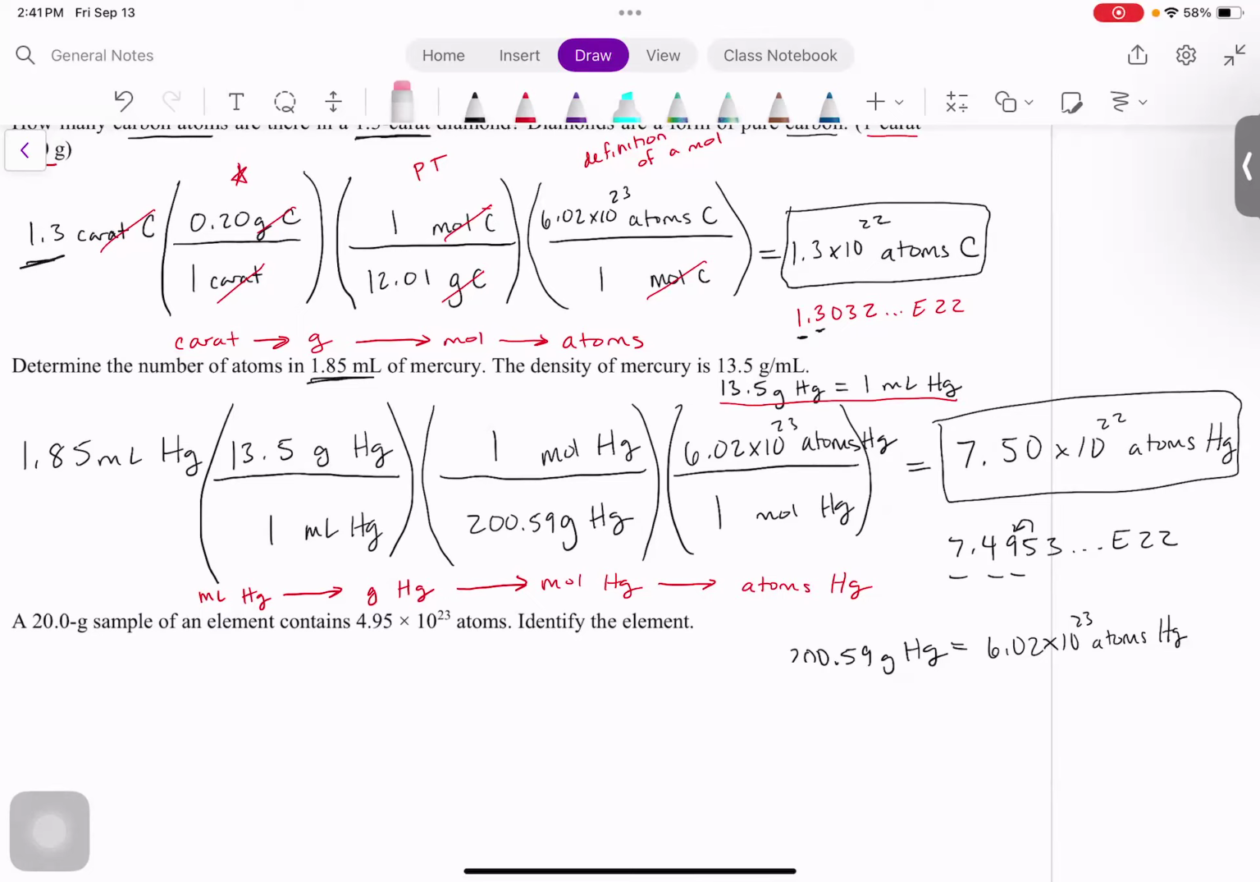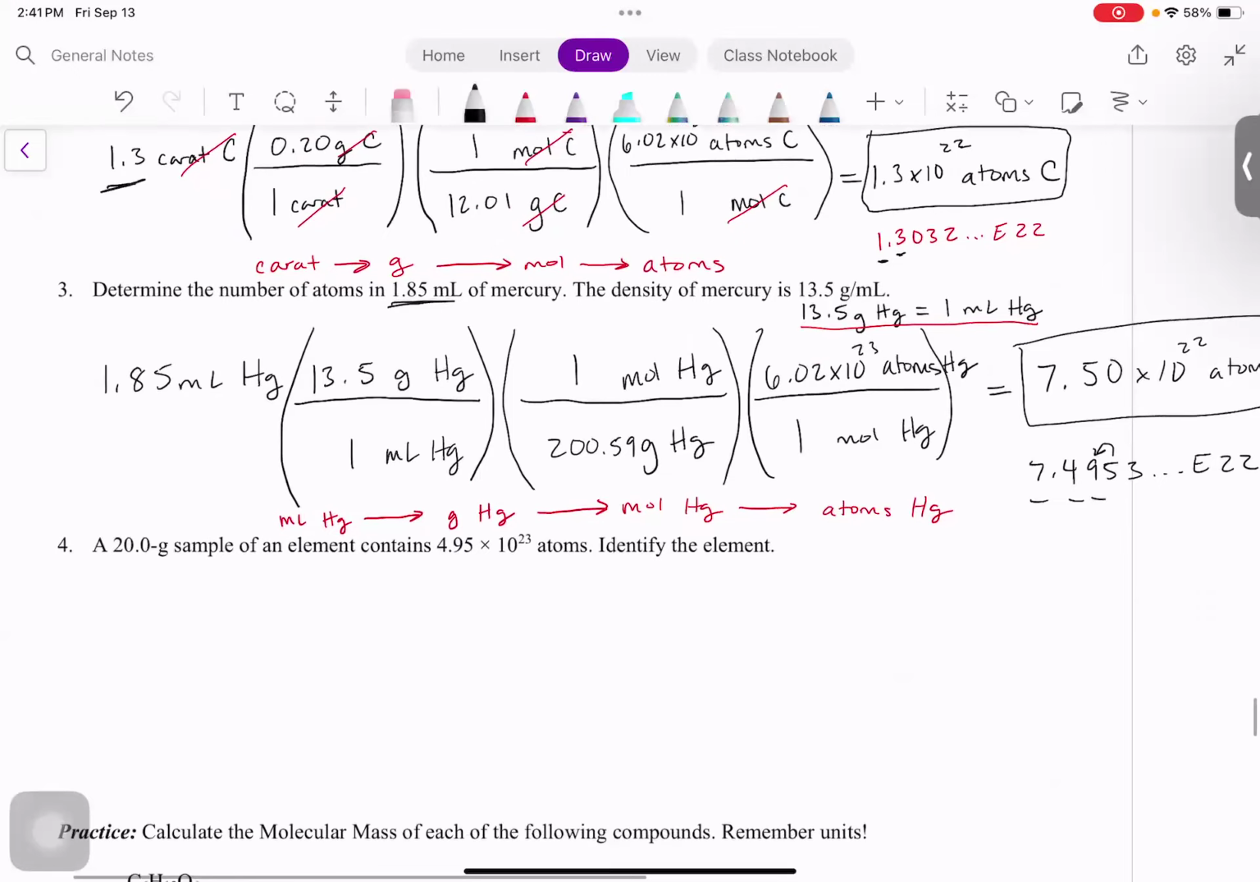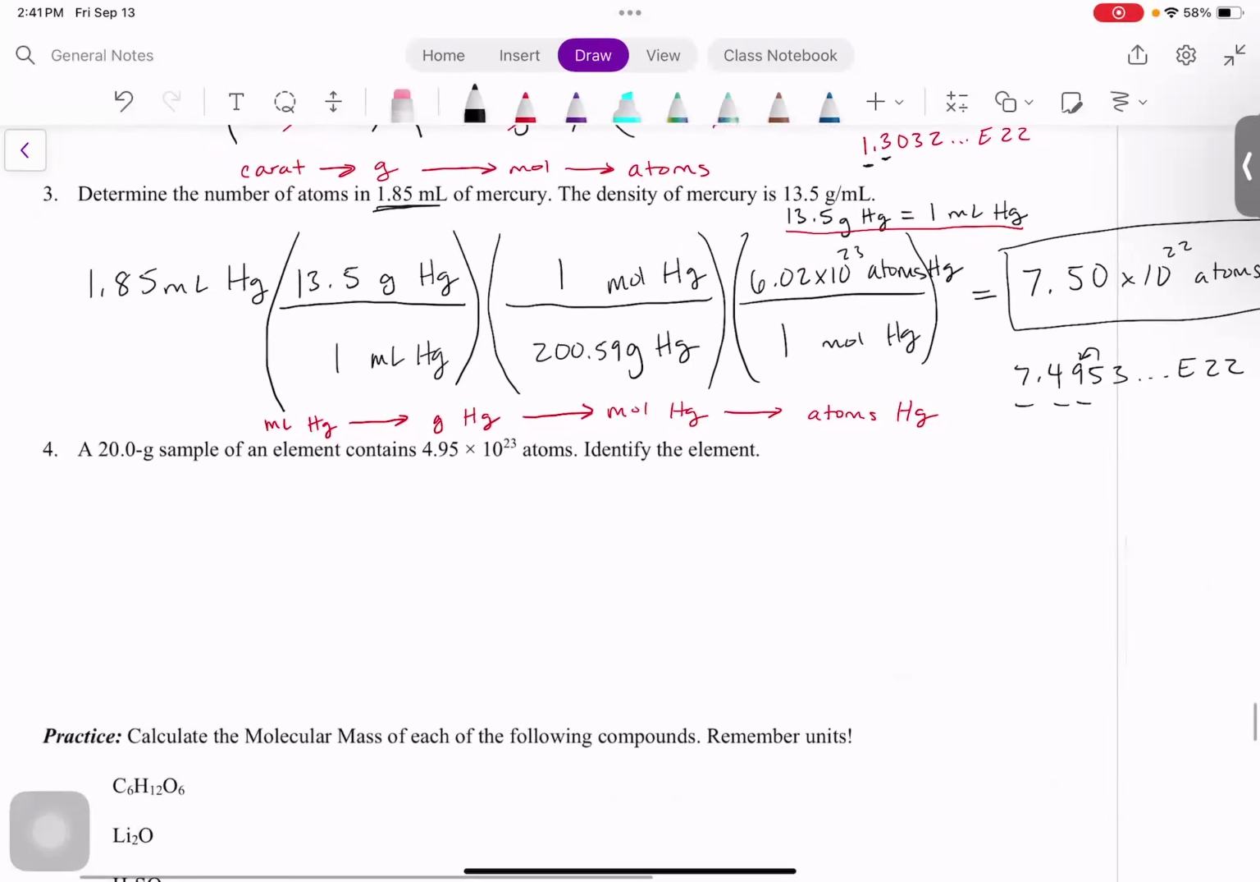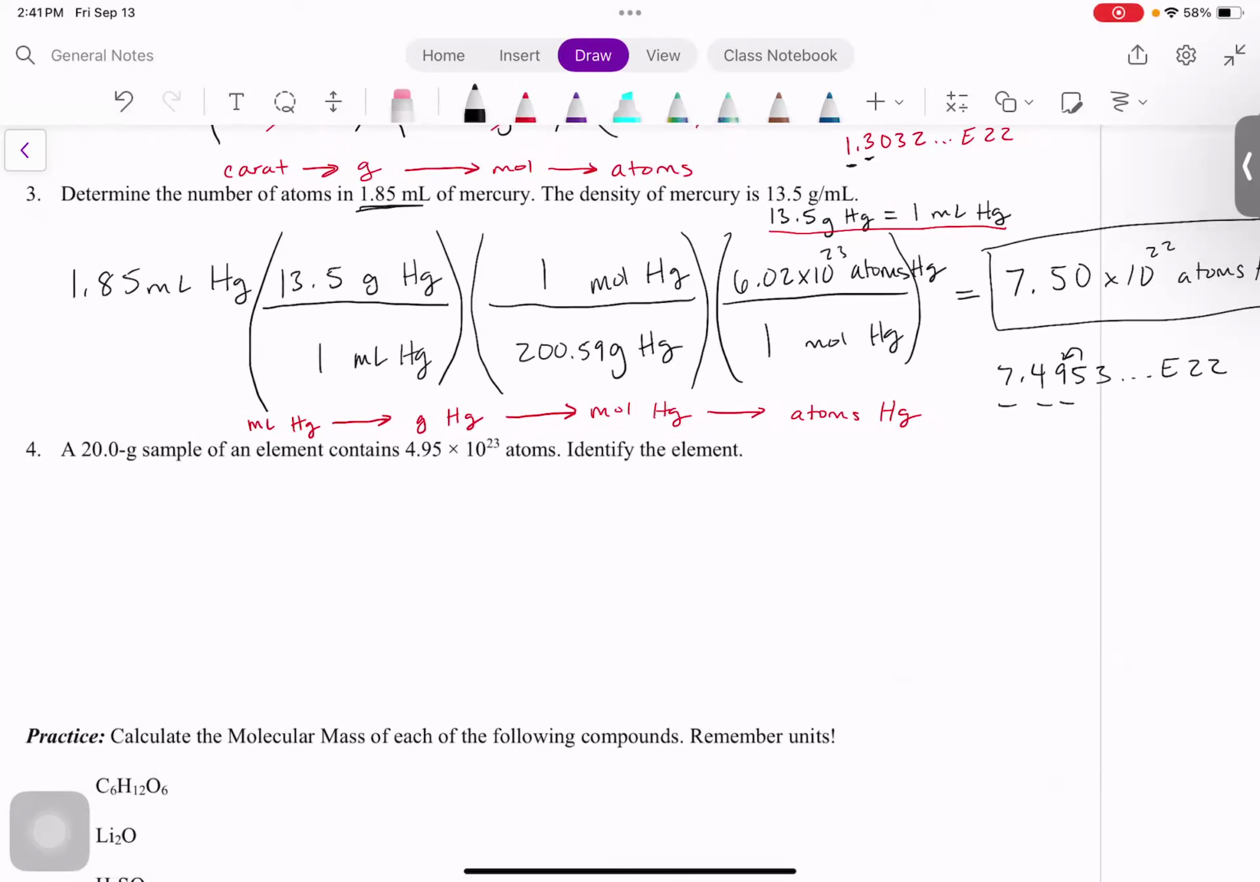All right, again, I'm going to erase this just so I've got space for the next problem. So this one, a little bit tricky. A 20-gram sample of an element contains 4.95 times 10 to the 23rd atoms. Identify the element.